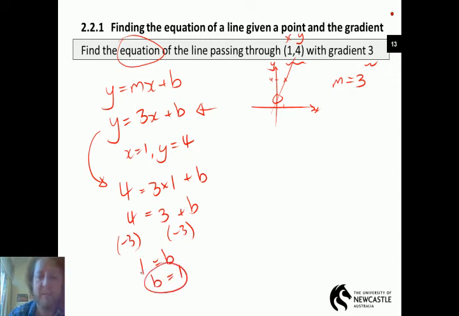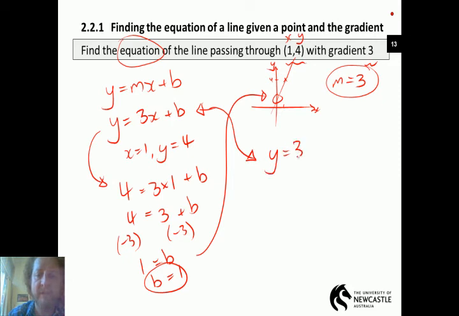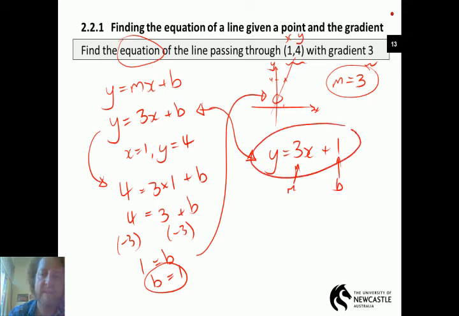We've got it. My sketch actually wasn't too bad. That looks pretty good. The y-intercept is 1. But overall I've got m equals 3 and b equals 1. That means I can finish my equation. I knew y equals 3x plus b. It's y equals 3x plus 1. There's my m. There's my b. And there's my answer.